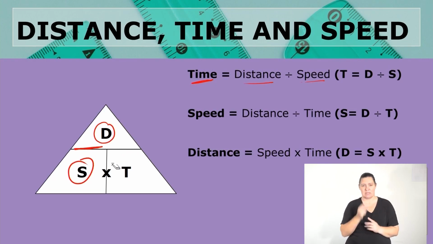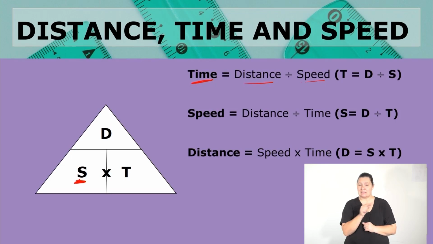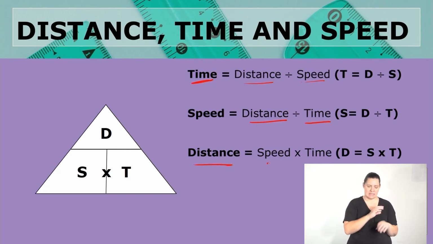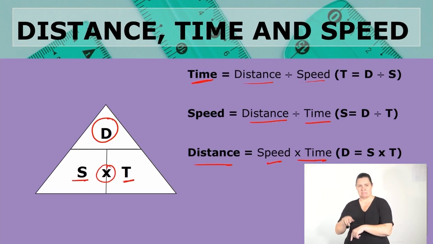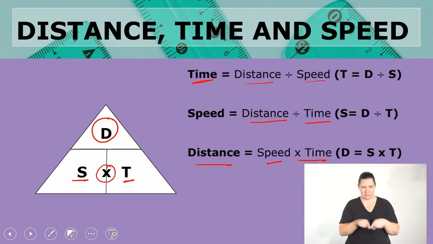Let's look at speed. So speed is this one. And the formula for speed is distance divided by time. Right, let us look at the last one, which is distance. So distance is speed multiplied by time. So this triangle we are going to use throughout the lesson just to find those formulas easier.